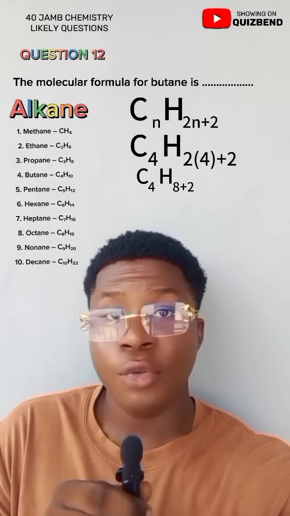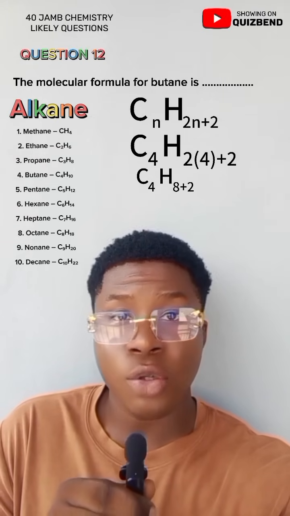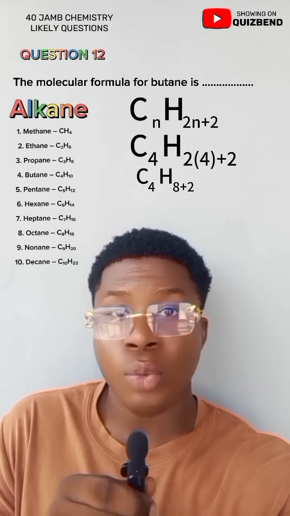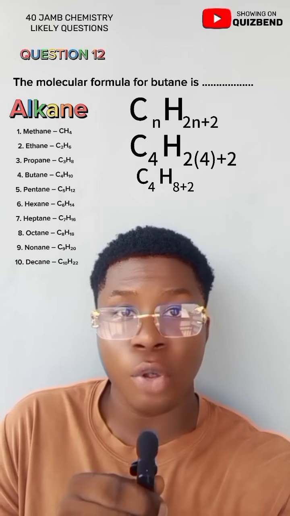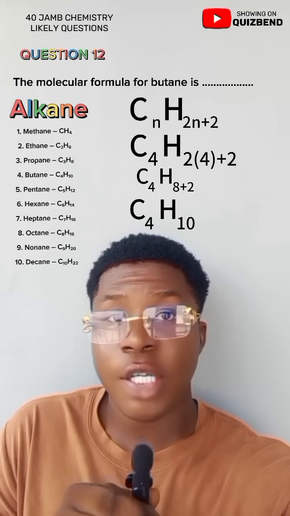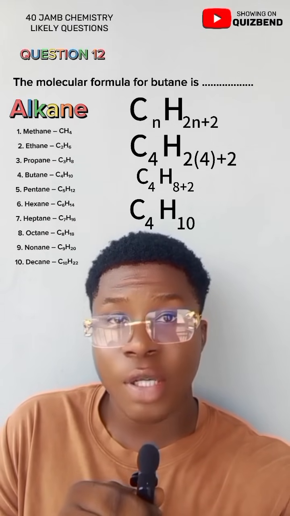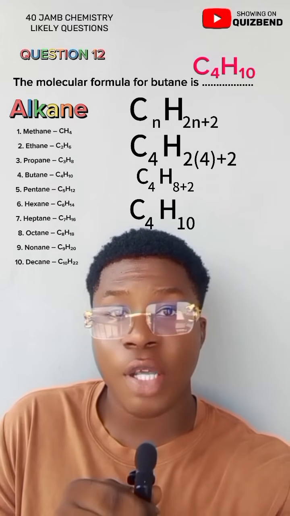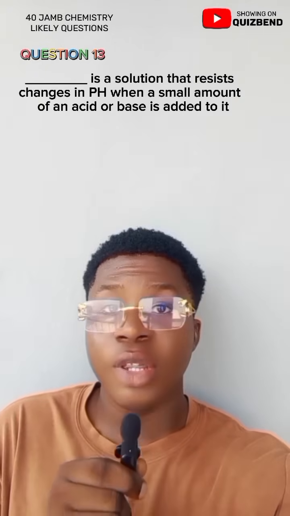So we have C4H2 multiplied by 4, we get what? 8. So we have C4H8 plus 2. Then we have C4H10. So the molecular formula for butane is C4H10. Hope this is helpful. Question 13.